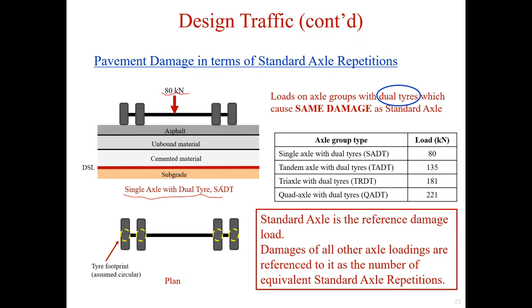Loads on different axle configurations with dual tires that cause the same amount of damage as the standard axle are contained in the right table. So for example, 181 kilonewton on a triaxle with dual tires causes the same rutting damage as 80 kilonewton on our single standard axle. So designs are based on an equivalent number of standard axles. Damages of all other axle loadings are referenced to it as the number of equivalent standard axle repetitions.